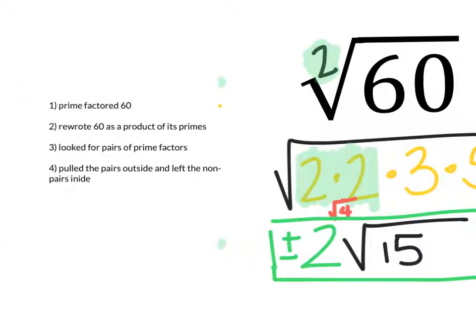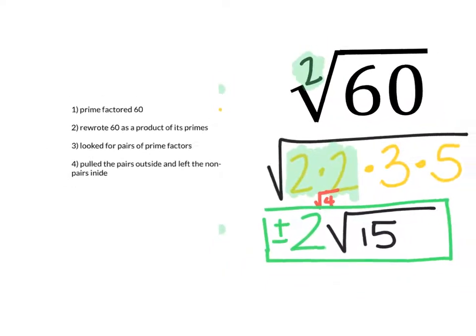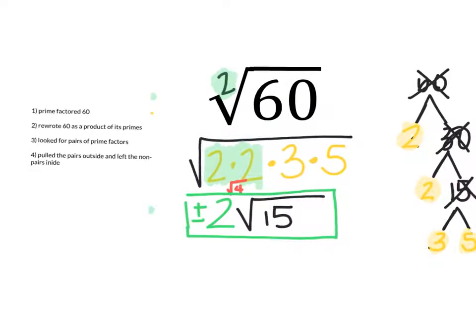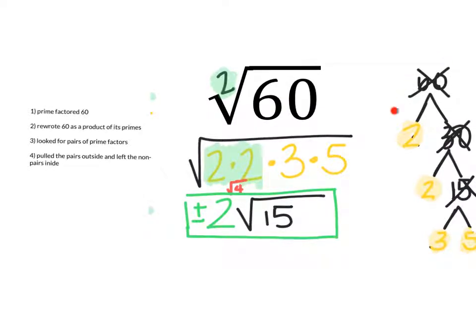All right, and just to go back through the steps, because again, I know some of you are steps people. The very first thing I did was I prime factored 60. That means I wrote 60 in a factor tree, and I found all the prime factors. The next step, step 2, is I rewrote 60 as a product of its primes. And that is what I did here when I rewrote 60 as 2 times 2 times 3 times 5, which I got from all of the end numbers in my factor tree.